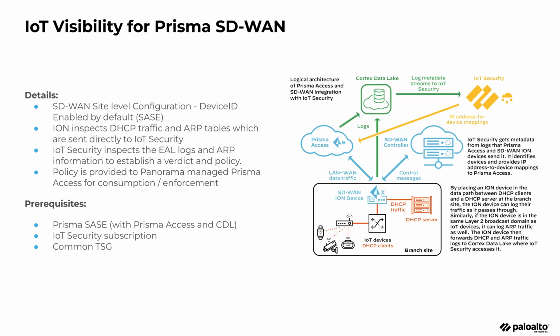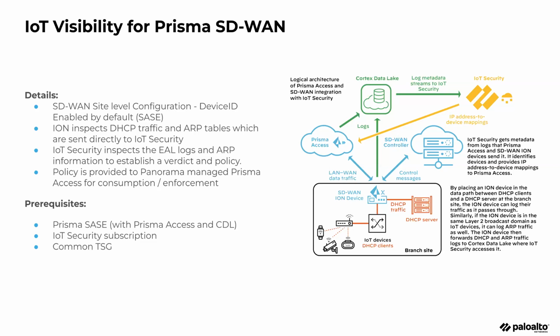And then any traffic control that needs to happen based upon the assessment and verdict that IoT security determines is appropriate for that device will then be distributed down to Prisma Access for enforcement. So that's the high-level version of what this does.